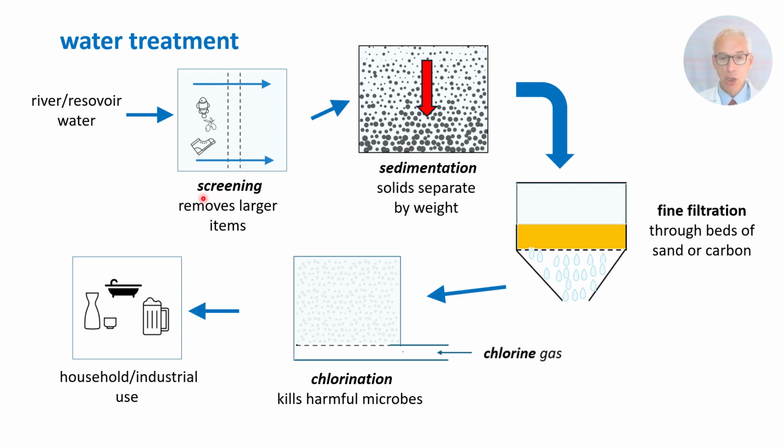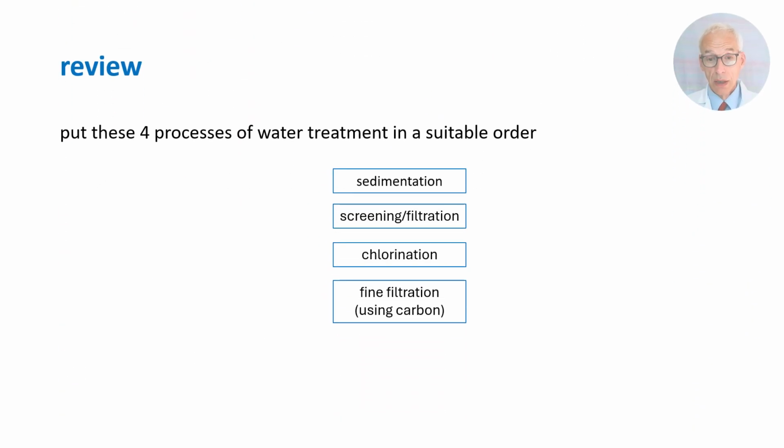You are expected to recall the 4 processes. So have a look at that. On the next slide, I'm going to ask you a question about them. So here are the 4 processes with a summary word: sedimentation, screening, filtration, chlorination, fine filtration, perhaps using carbon. Could you put them into a suitable order? Which is first, which is last, etc. Stop the class. Come back when you are ready.